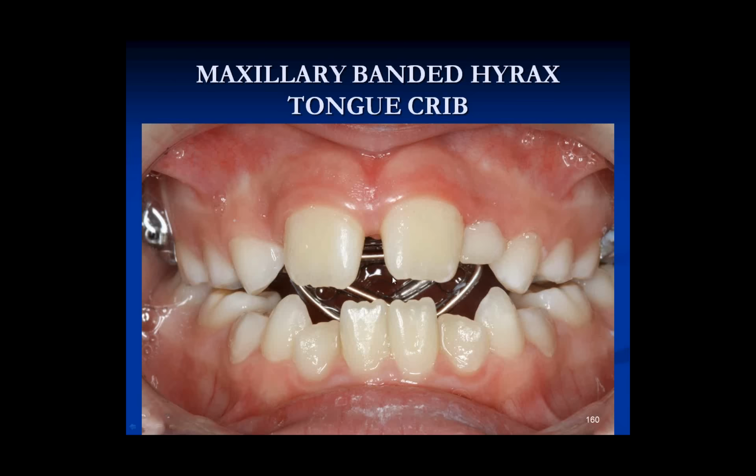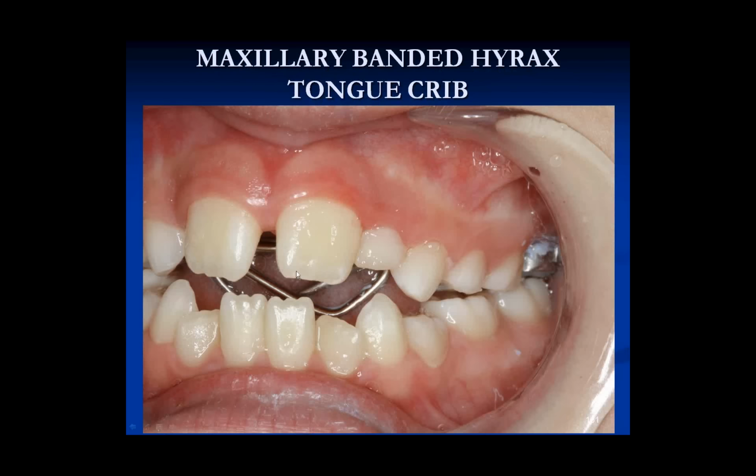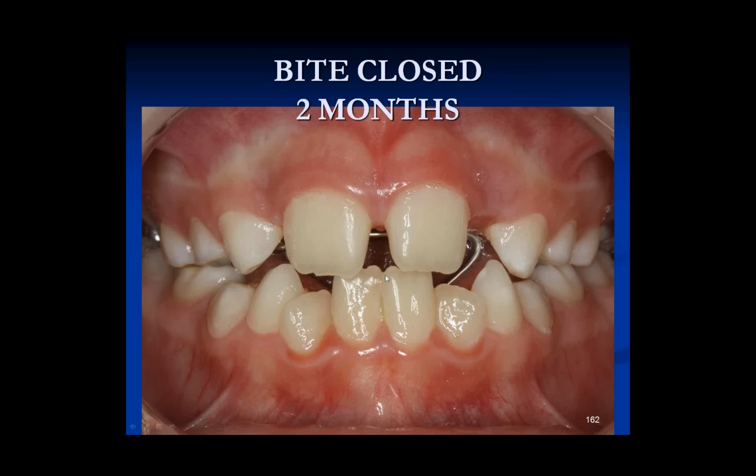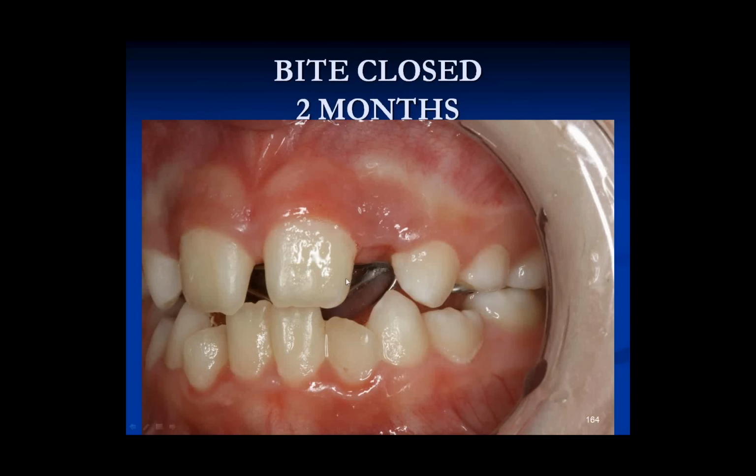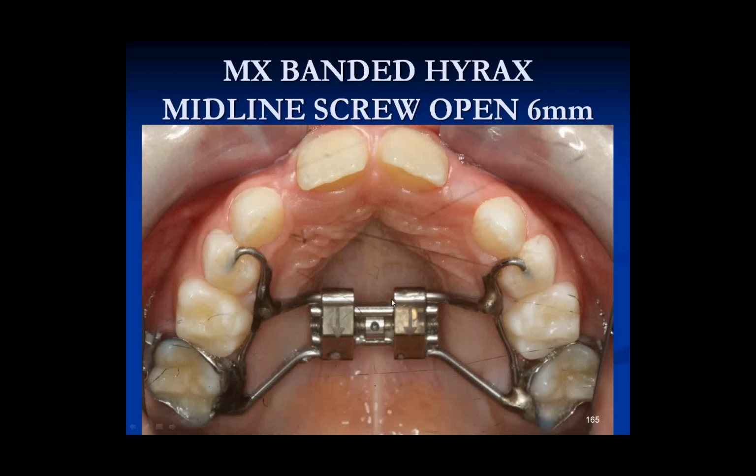So again, there's the crib. There's the crib, and that'll close in 2 months. 2 months, that bite's closed. Okay, and now we have to leave the crib in, remember, for 5 months, and we have to start expanding the upper arch. So again, the bite closed in 2 months. If you stop the habit, which is the tongue going between the teeth, no problem. So the upper Hyrex screw is open 6 millimeters.